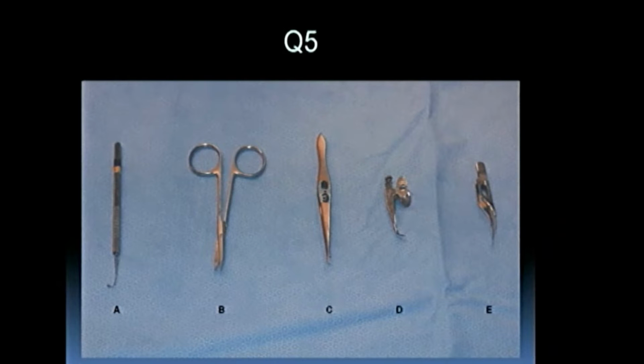For each of them, can you please tell me, number 1, what is the instrument called? And number 2, what is it used for? So 2 parts to each, A, B, C, D, E. What is the instrument called, and what is it used for? And I want the exact name.